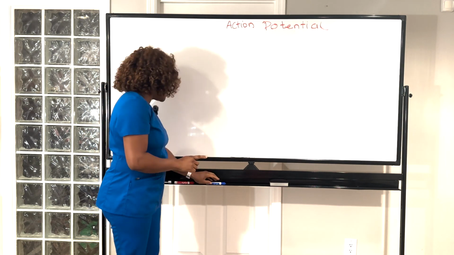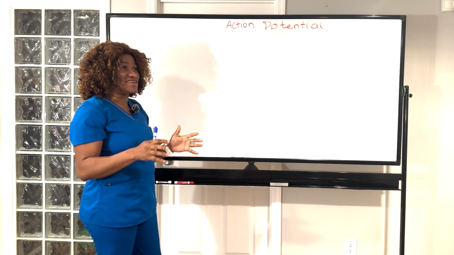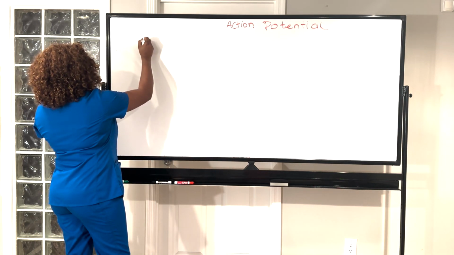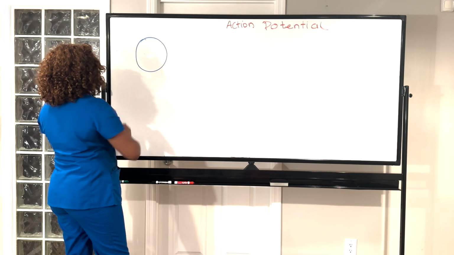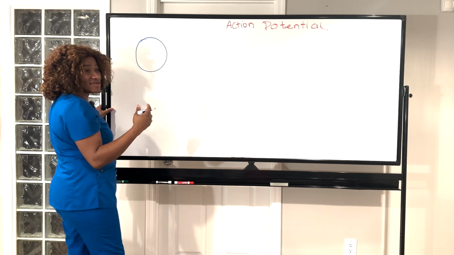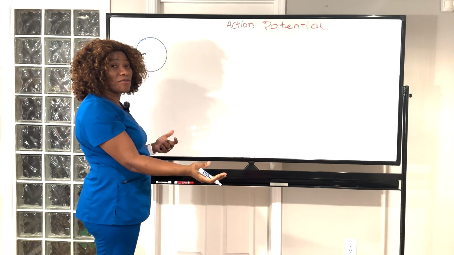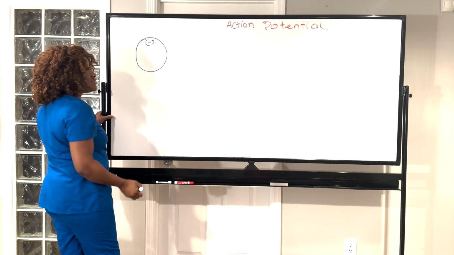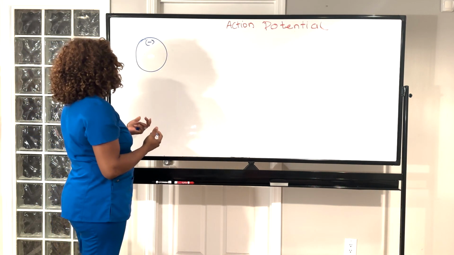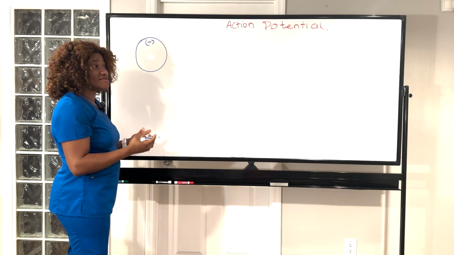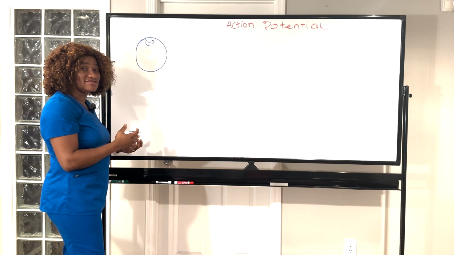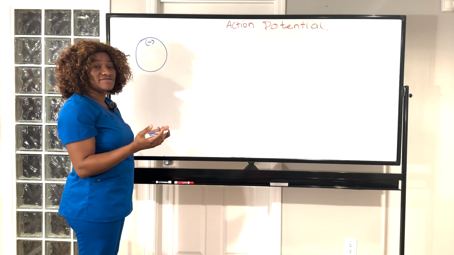So in order to jump into the topic, we need to understand a few things first. Normally, if this is a picture of our cell, inside the cell is more negative as compared to the outside of the cell. So I'm just going to put negative here. And the reason the inside of the cell is negative is because of the difference of the ions that we have inside the cell versus outside of the cell.